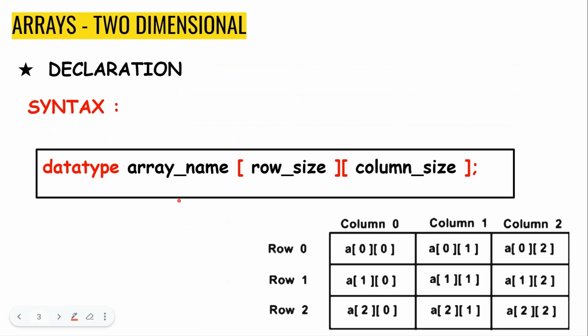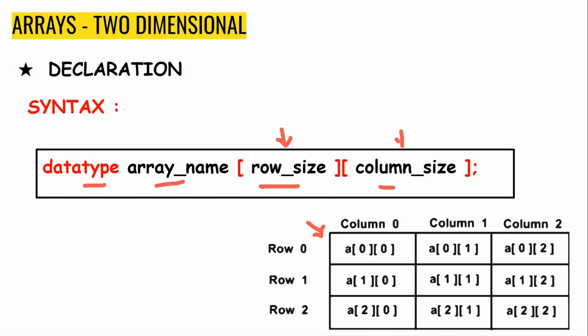For the syntax of declaring a two-dimensional array, we have to specify the data type. In a two-dimensional array also, all the elements belong to the same type only. So specify the data type of the array followed by the array name. Then we have to specify the row size and column size. As we know, in a two-dimensional array, the elements are stored in the form of a table in rows and columns. We need to specify two subscripts, the row size as well as the column size.